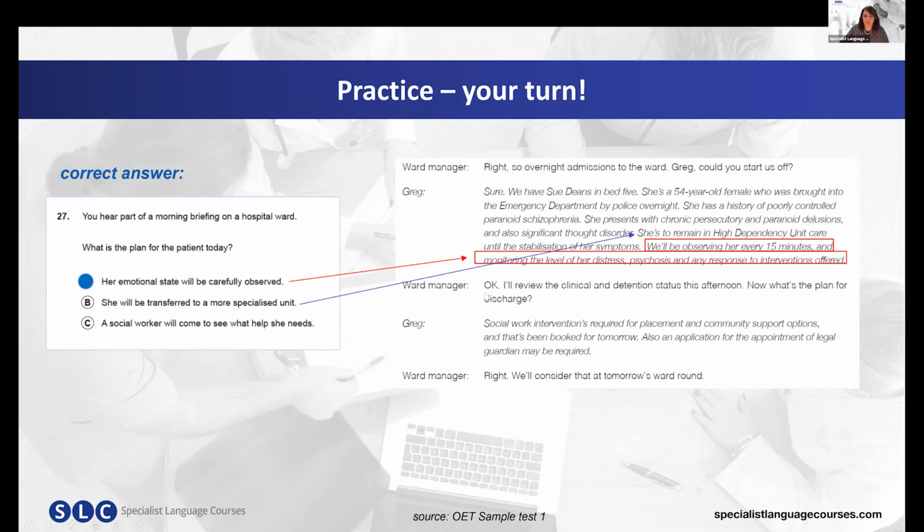Then we look at why B is not correct. A key verb here, she is to remain in the high dependency unit care. She's not going to be transferred. And then the information about the social worker is booked for tomorrow, not today. So make sure that you listen carefully to the end before making your final choice on exam day.